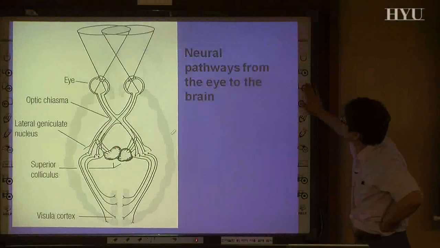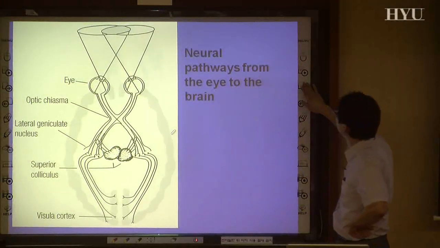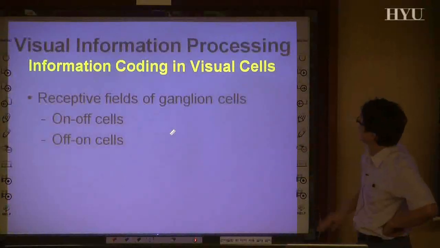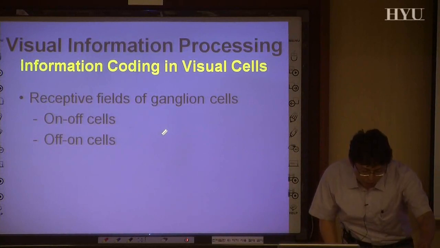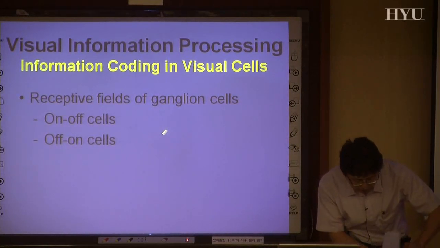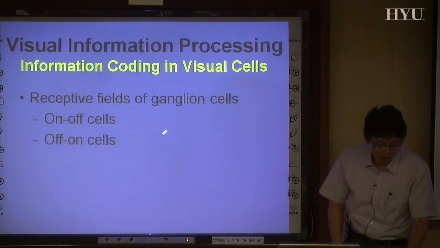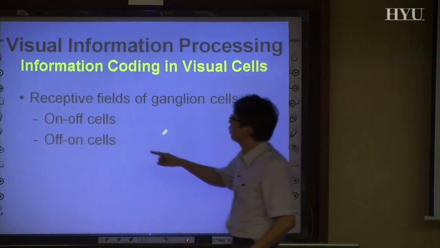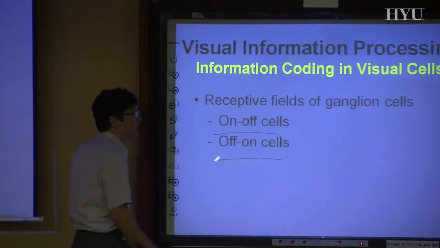This one is our textbook images, same with the previous one. So the second part of the topic is receptive field, ganglion cell. In our textbook, it's talking about ganglion cell as on-off cell and off-on cell.